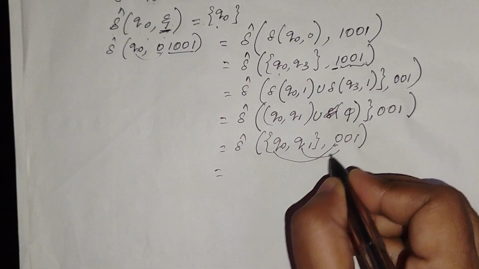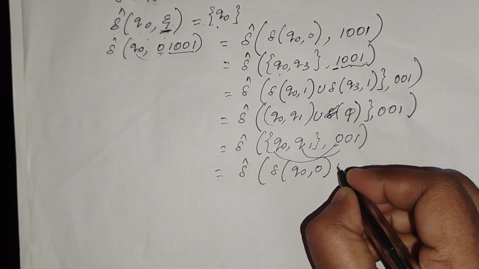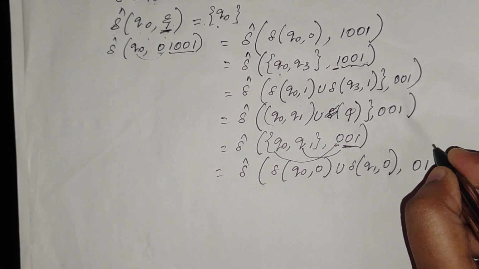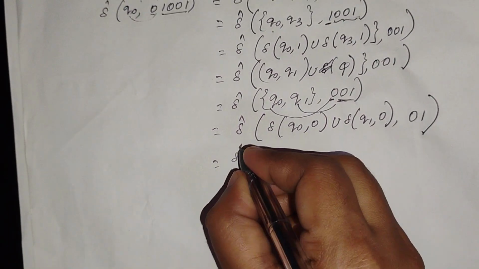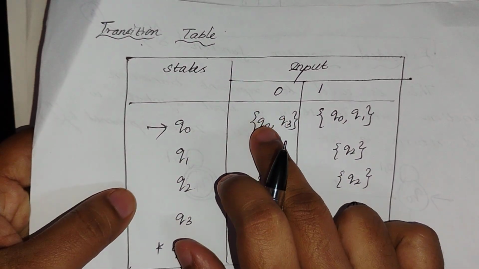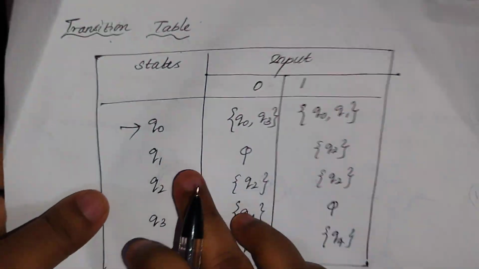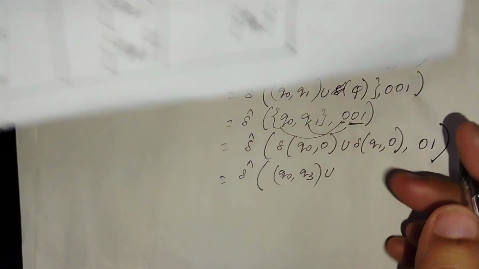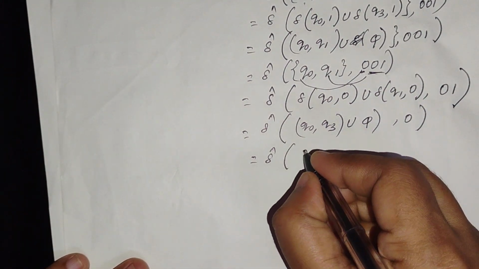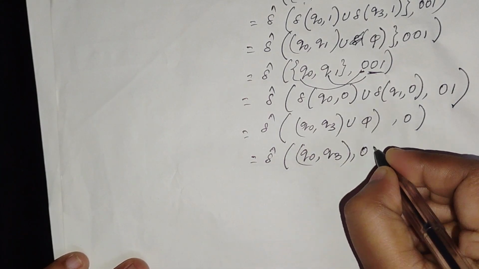The next input symbol is 0, so we have to combine this. δ^ of δ(Q0, 0) union δ(Q1, 0), with the remaining symbols 0 and 1. What is δ(Q0, 0)? It is {Q0, Q3}. Union, what is δ(Q1, 0)? It is empty. Then we combine using the union function, so {Q0, Q3} with remaining 01.